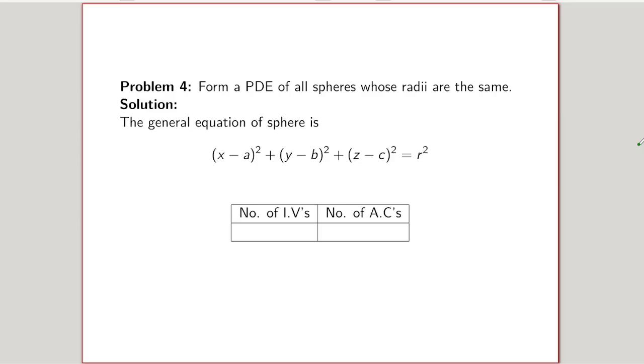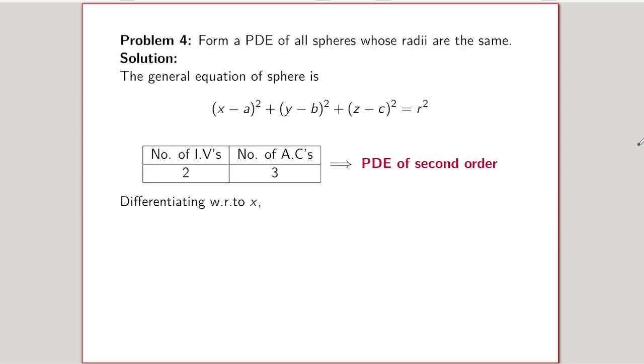So the number of independent variables in this question is 2, which are x and y. But the number of arbitrary constants in this question is 3, that are a, b and c. Note that since the number of arbitrary constants is greater than the number of independent variables, we will be getting a PDE of second or higher order. Particularly, we will be getting a PDE of second order because the difference between 2 and 3 is 1.